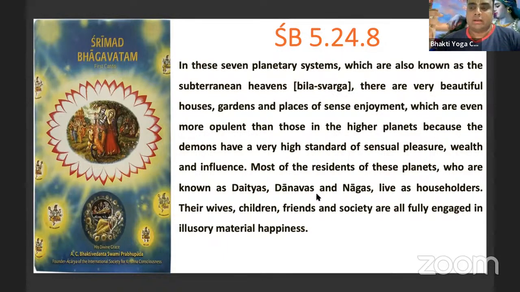But even for those who degrade themselves, if they land in the lower planetary systems, it's not like they are going to hell, because hell is the place where punishment takes place. So that is a separate chapter that we will see next week. But regarding these lower planetary systems, they are actually known as Bila Swarga.